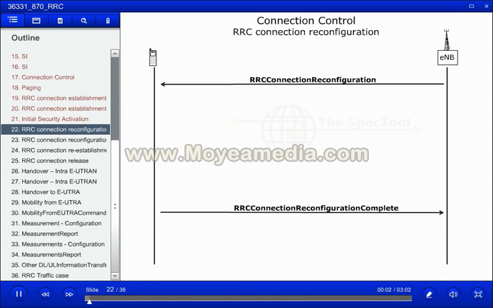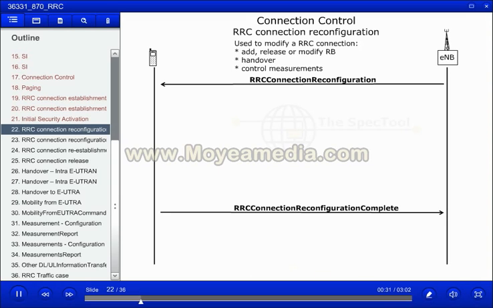The RRC connection reconfiguration procedure is the one with most usage. It is used to modify an existing RRC connection for a number of reasons: to add or remove or modify a radio bearer for either signaling or data, to handle handover, and to modify measurement configuration.